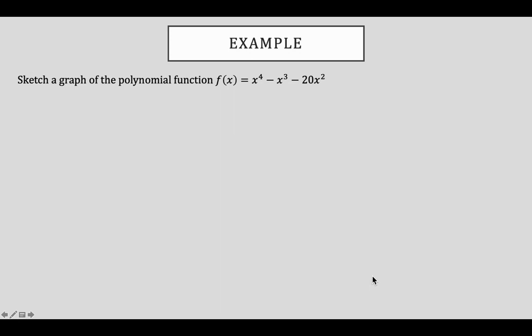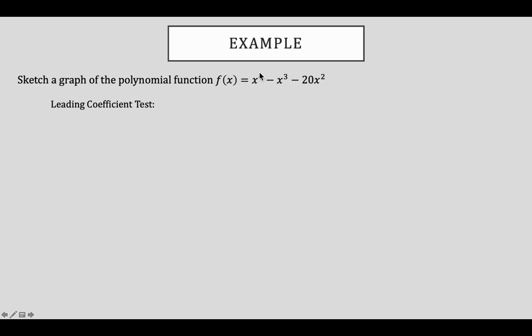Sketch a graph of the polynomial function f of x is equal to x to the fourth minus x cubed minus 20x squared. Whenever you are sketching polynomials, the first thing that you want to do is apply the leading coefficient test. Again, the leading coefficient test tells us the end behavior of the graph. What does it do as it goes to the right, and what does it do as it goes to the left? To apply the leading coefficient test, we must look at the degree of the polynomial and the leading coefficient.